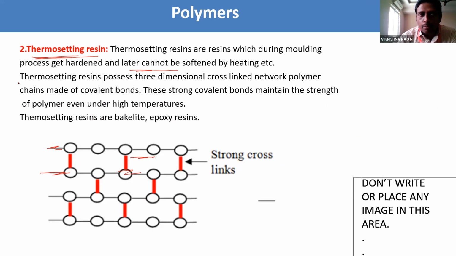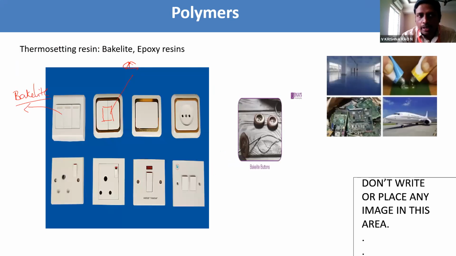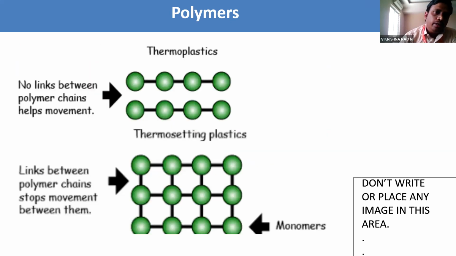Thermosetting resins are three-dimensional cross-linked network polymer chains made up of covalent bonds. The strong covalent bonds maintain the strength of the polymer even at high temperature. Examples for these thermosetting resins are bakelite and epoxy resins.